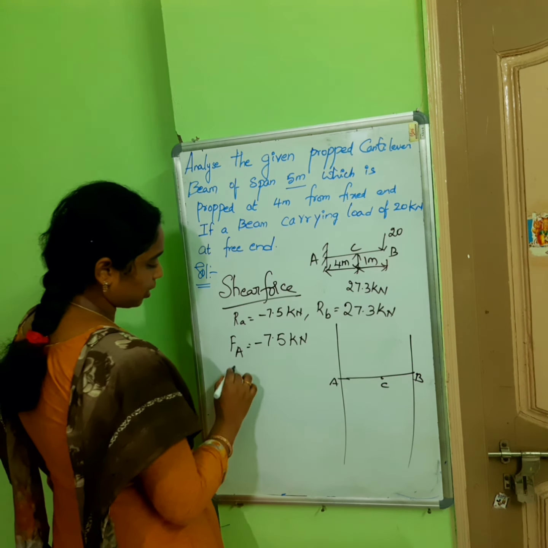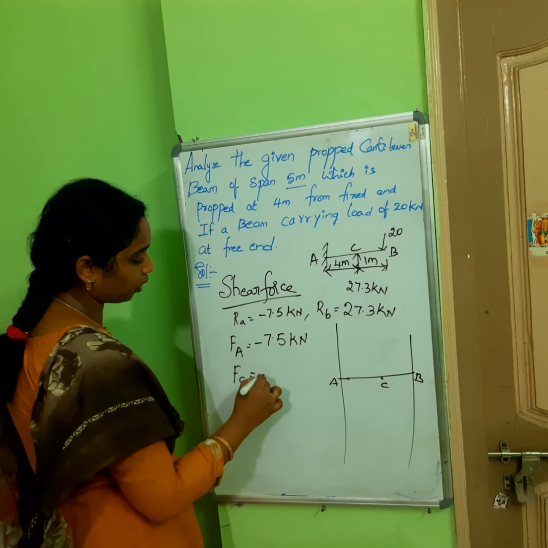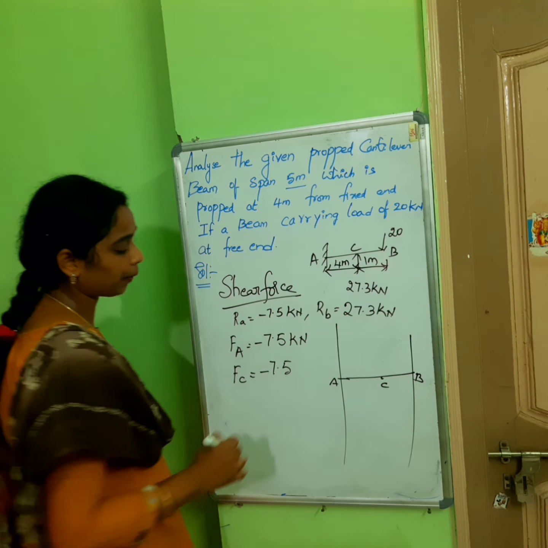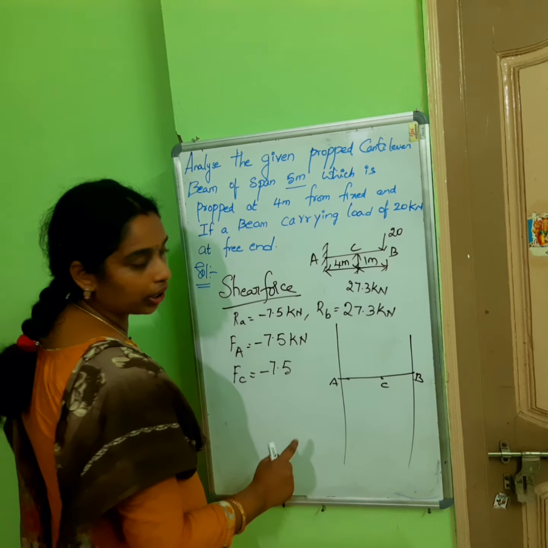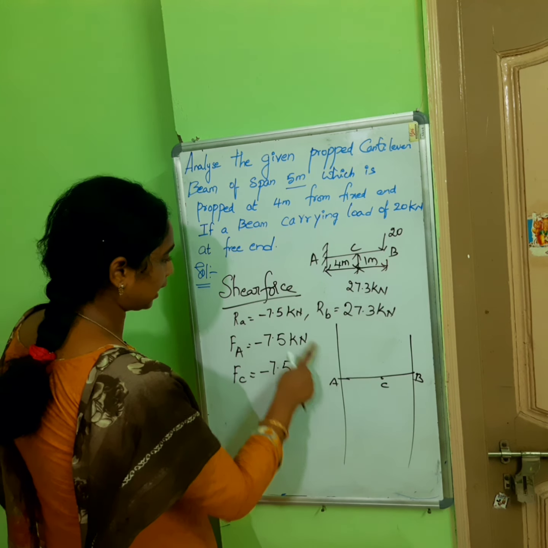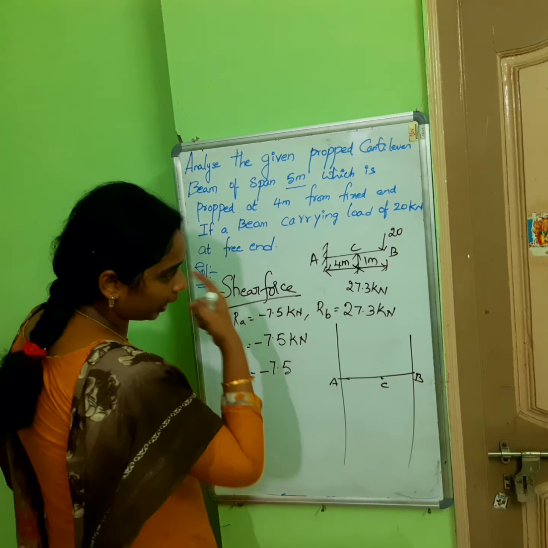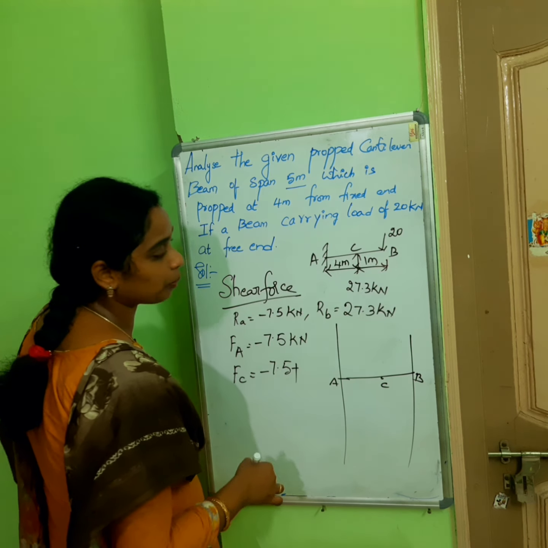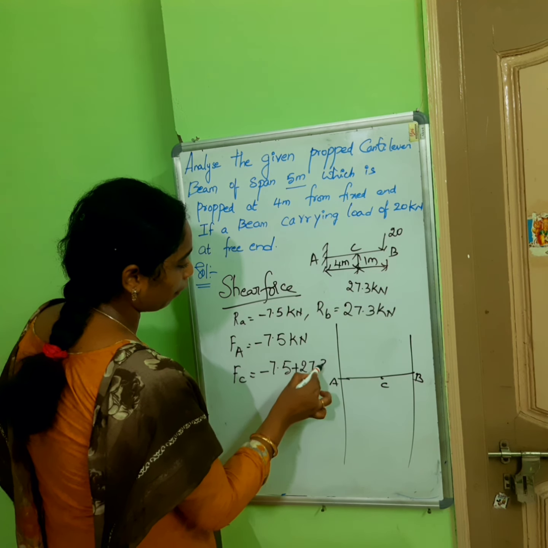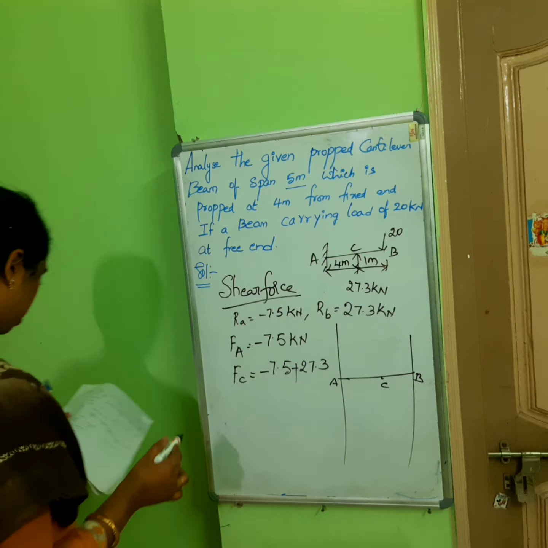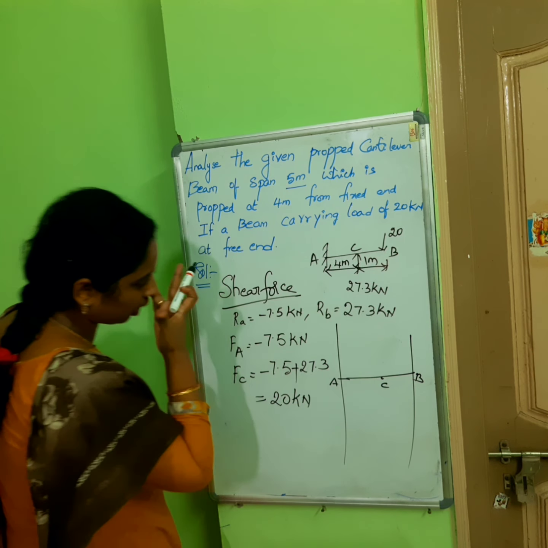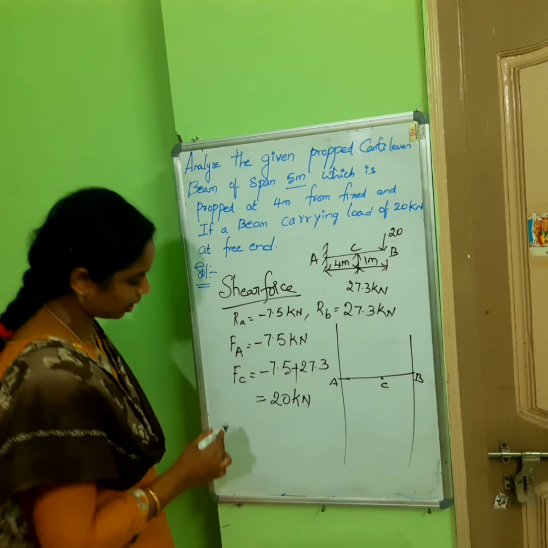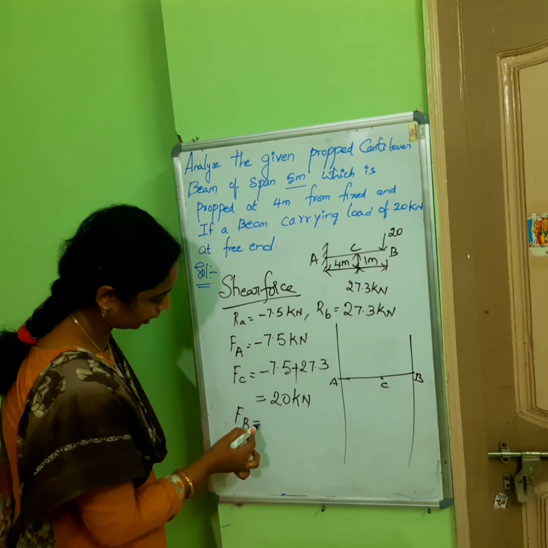Okay. Next, shear force at C, upward force. From A to C no load is acting. At C point a load is acting, which is RB. It is moving as an upward arrow, so upward means positive 27.3. How much will we get? It is 20 kilonewton. Next one is shear force at B.